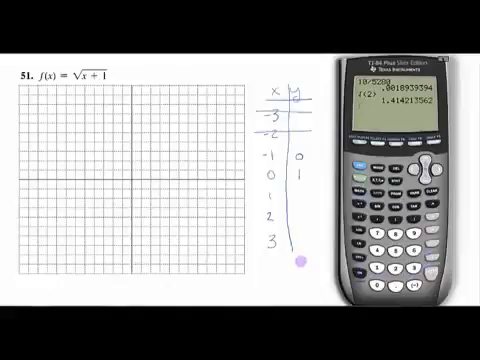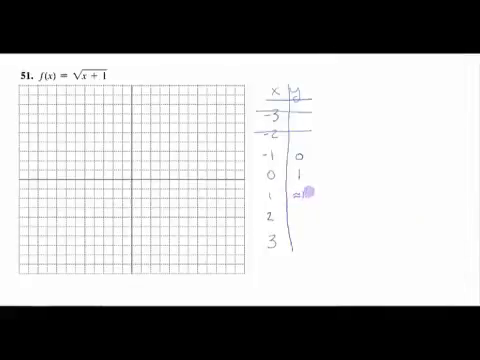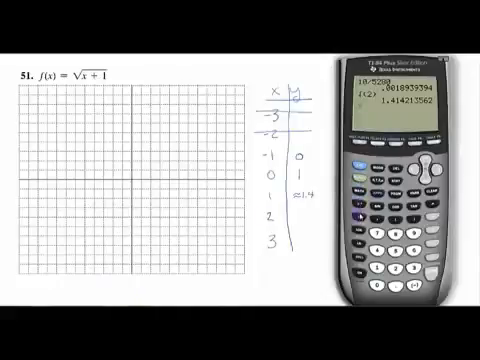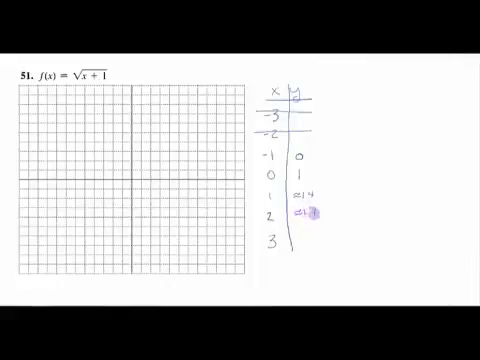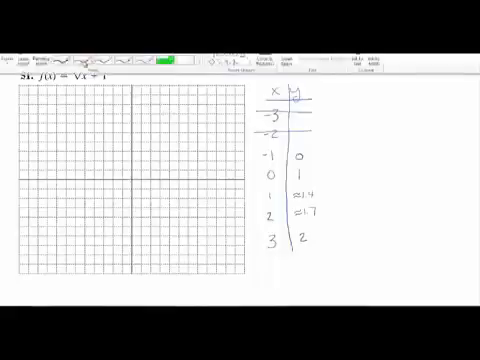Square root of 2, and hit enter. We get about 1.4. We can just round this to 1 decimal place because 1 decimal place is about as accurate as we can graph on a scale that is this small. So we'll go about 1.4. If we put in a 2, 2 plus 1 is 3, so then we're taking the square root of 3, and we get about 1.7. And we put in a 3, 3 plus 1 is 4, and the square root of 4 is, of course, 2. Let's go ahead and graph those points.